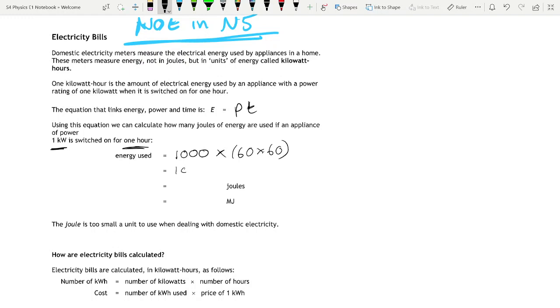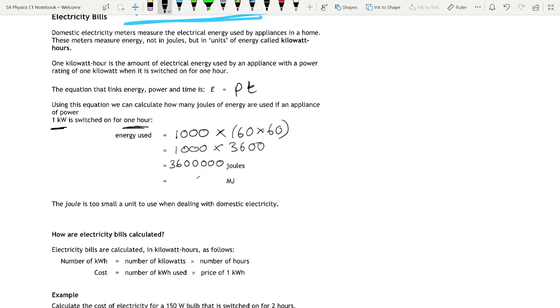So that's 1,000 times by 3,600. And that comes to 3,600,000 joules. So 1, 2, 3, 4, 5 zeros. 36 with 5 zeros in the end. So 3.6 megajoules.